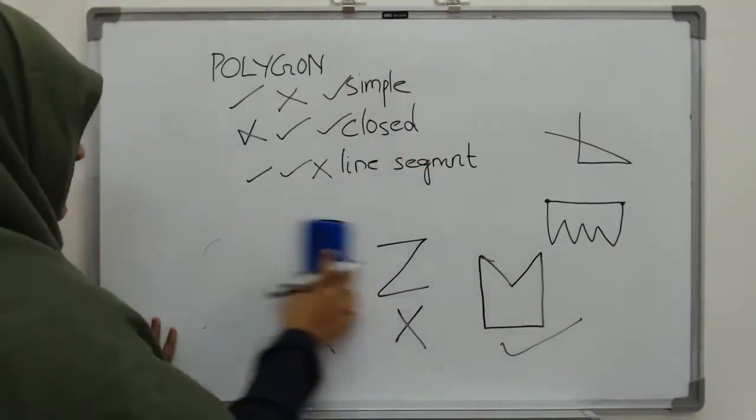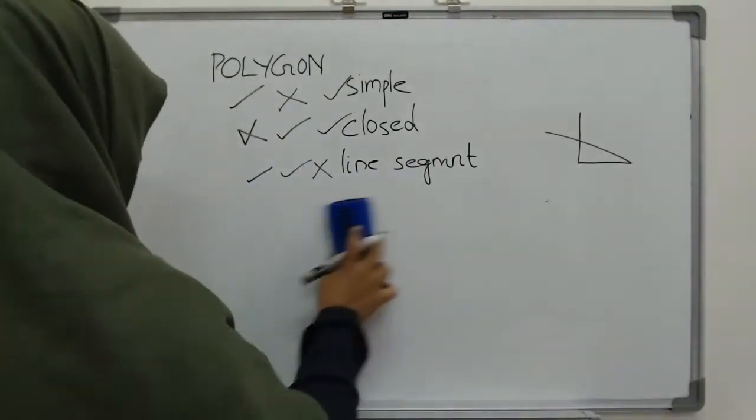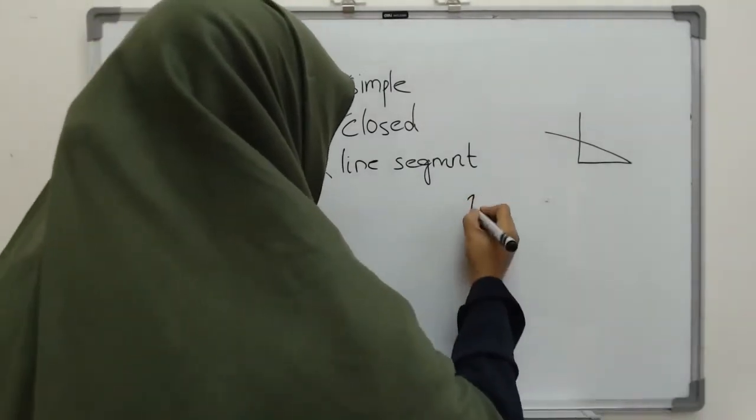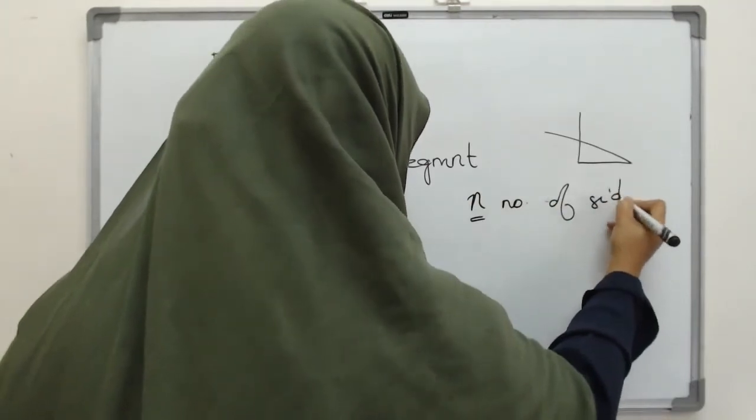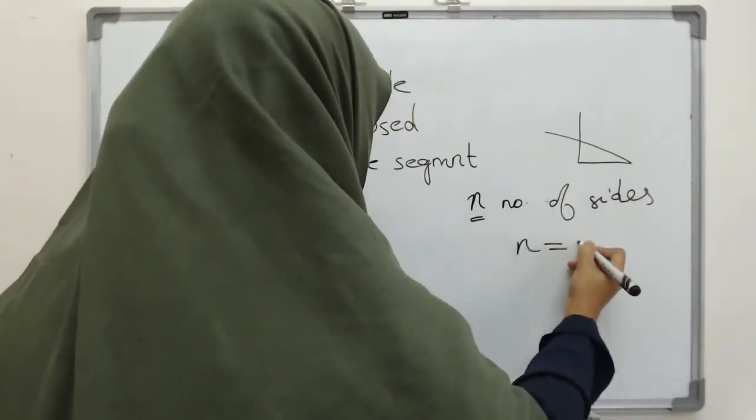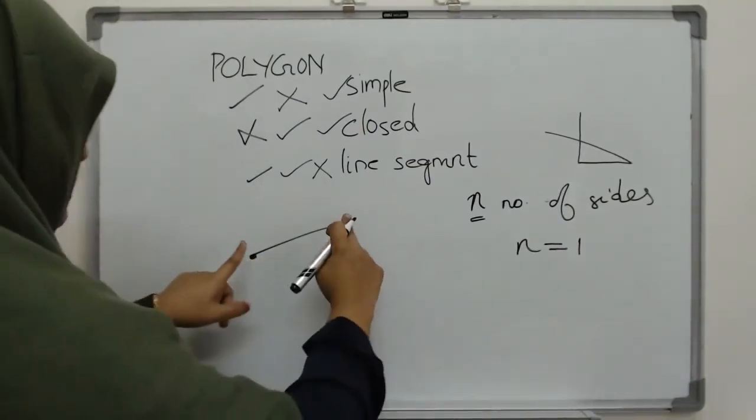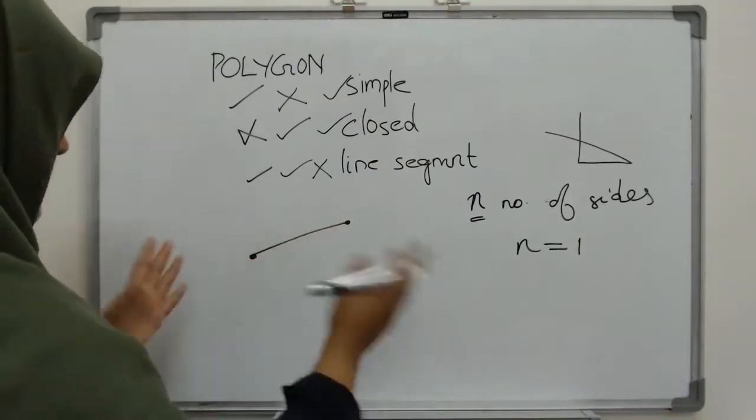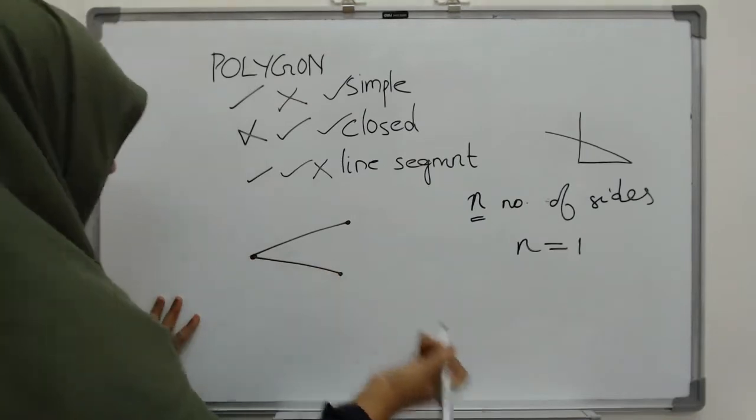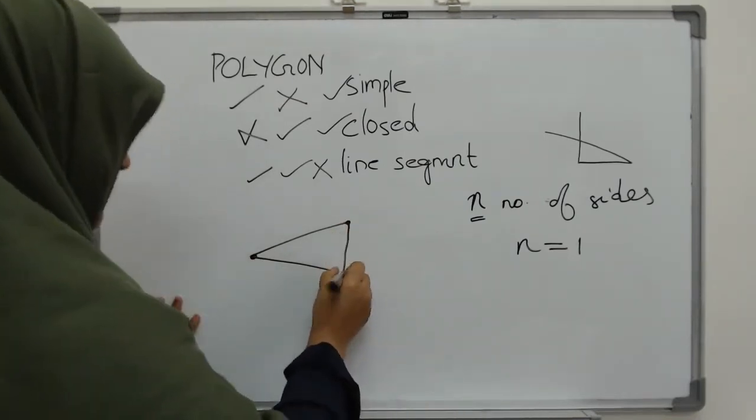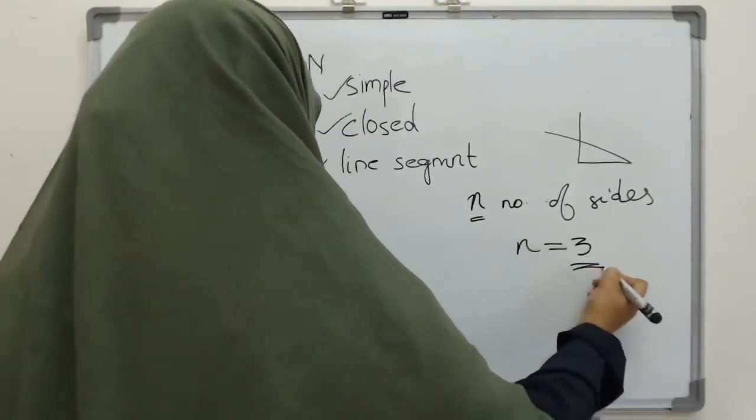Now can you tell me the least number of lines required to make a polygon? If n is the number of sides of a polygon, can you make a polygon with just one side? The answer is no. Why? Because it is not closed. You see the two end points, it is not closed. Can you make a polygon with two sides? Again, no. What about three sides? So, the minimum number of lines required to make a polygon is 3.